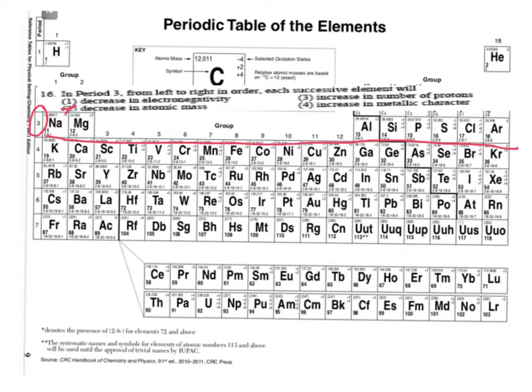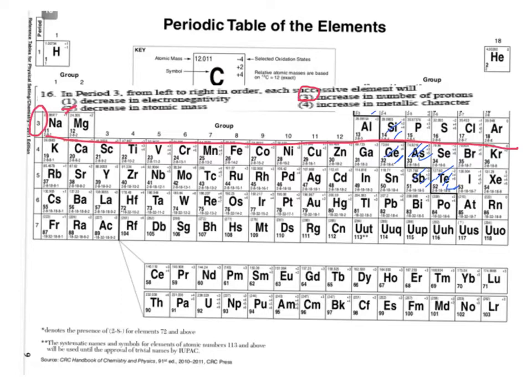Now, next we're looking at the number of protons. Recall that the number of protons is the atomic number. That's that bold, very important number found in the lower corner, the left side of each element box. So we do see that we're going from 11, 12, 13. So our number of protons is actually increasing. This is the correct answer.